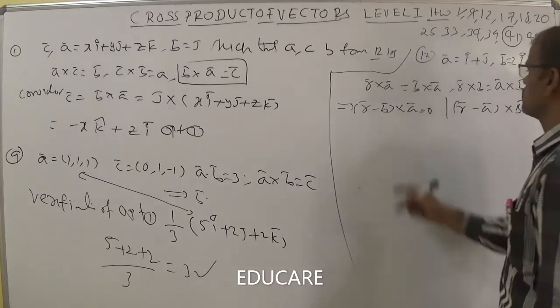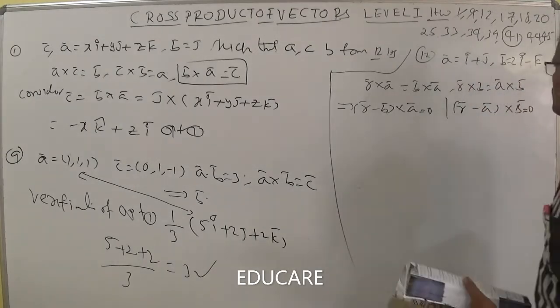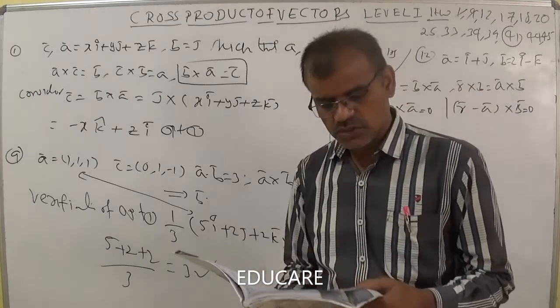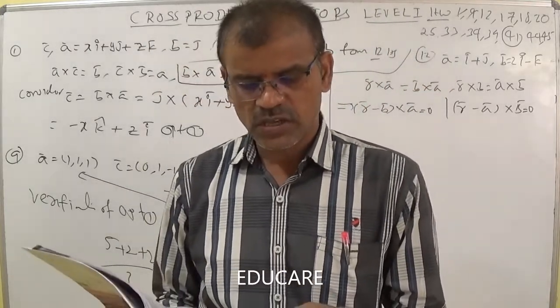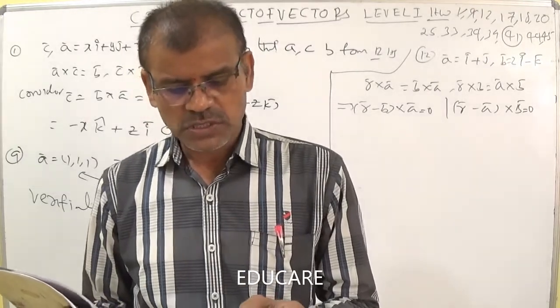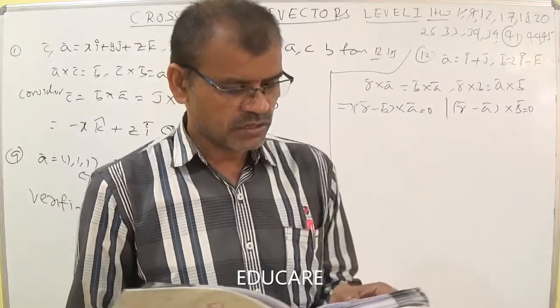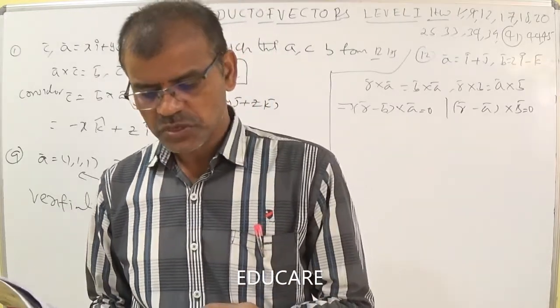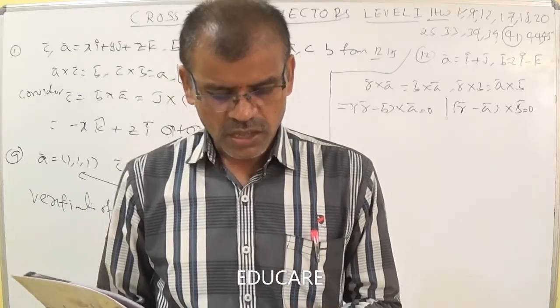R bar minus B bar parallel to A and R bar minus A bar parallel to B. Now what should we calculate? Read the question. A is I plus J, B is 2I minus K. R cross A is equal to B cross A given, and R cross B is equal to A cross B also given. So we should calculate the vector R bar.